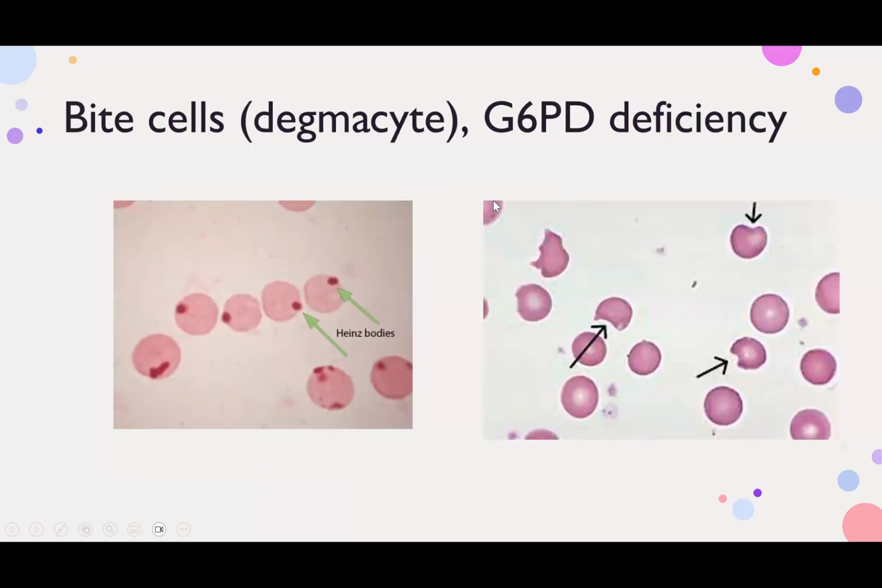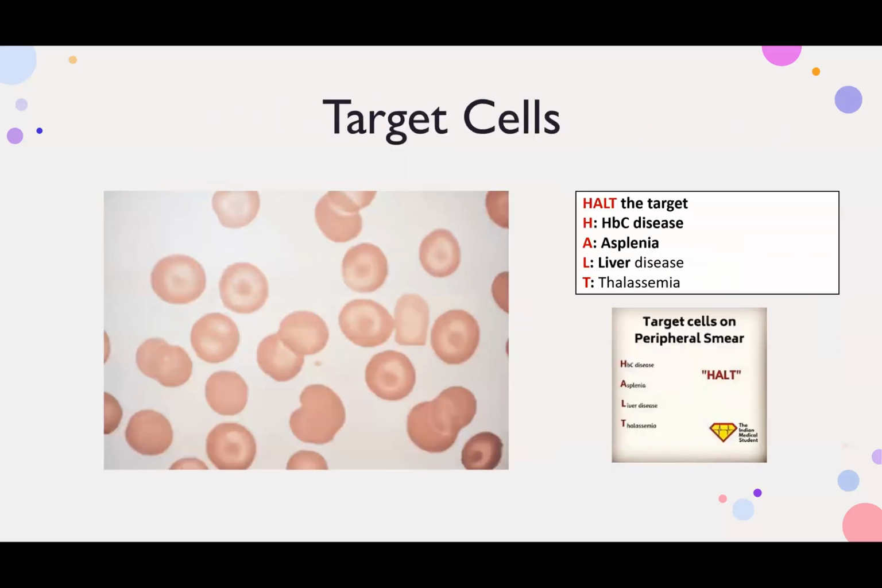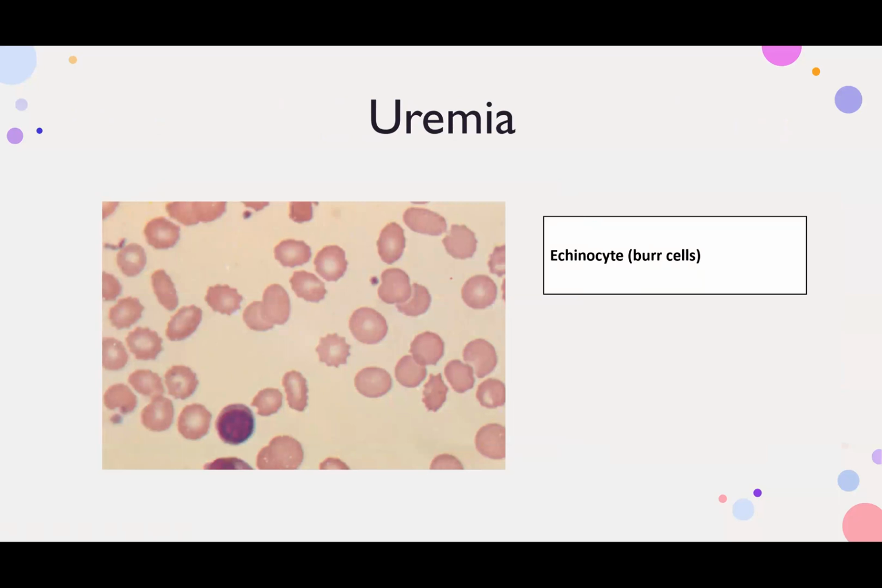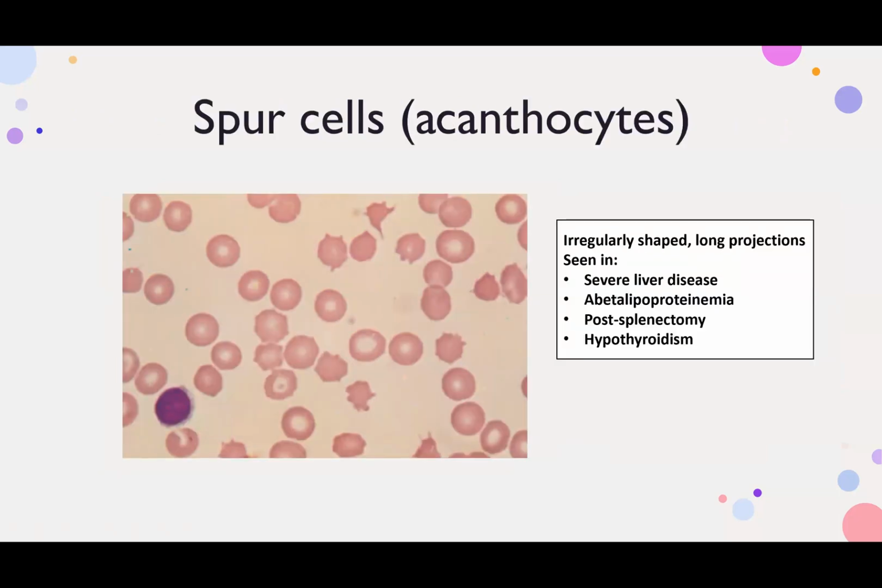Now, bite cells. Bite cells, which are degmacytes. Bite cells we see in G6PD deficiency. This is the bite cells. These are the Heinz bodies, and those Heinz bodies, when they are bitten by the macrophages in the spleen, you get this shape on the right. So normally in G6PD, you have Heinz bodies. Those RBCs, when they pass through the spleen, the macrophages in the spleen will eat those Heinz bodies, and you will get the bite cells or degmacytes. So degmacyte is bite cells, dacrocyte is teardrop cells. Okay? And in uremia, you get echinocytes, which are burr cells, and spur cells, which are acanthocytes here.